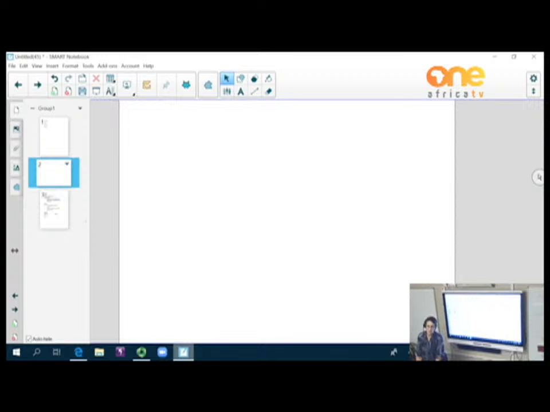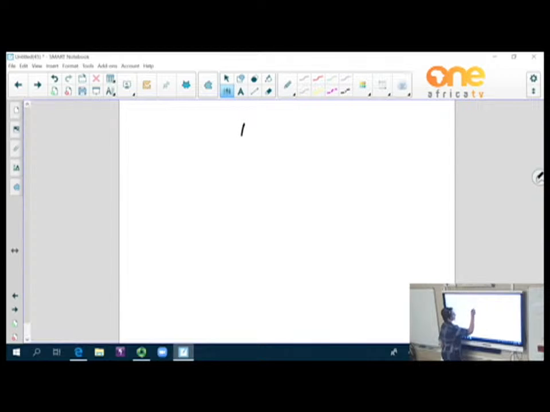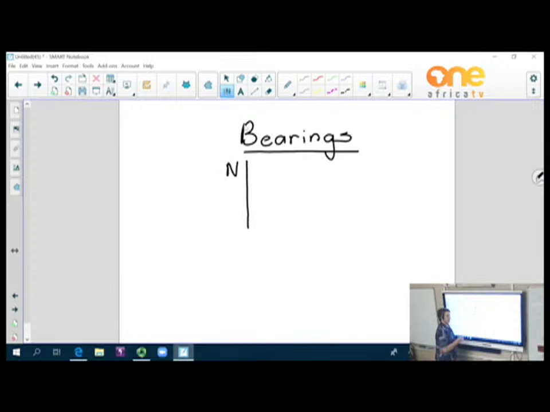Continuing our lessons on trigonometry, and today we're specifically looking at bearings. Now there's 3 things that we need to know about bearings. The first thing is we always work with a north line, and the direction is north clockwise. You work north clockwise. So this is the direction that we're going to measure.